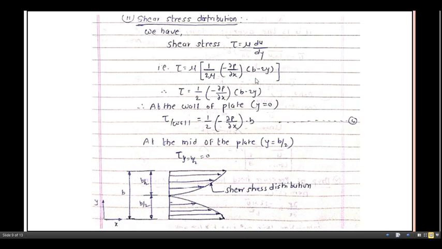Once I put the value of y as b by 2, once again the 2 gets cancelled, b minus b means 0. So we get the shear stress value at the middle of the plate as 0. That's why the shear stress distribution is shown like this one. At the midpoint of this one we get the 0 value, and at the end point of this one we get the maximum value for the shear stress. Okay, so that's why this pattern comes in this way.